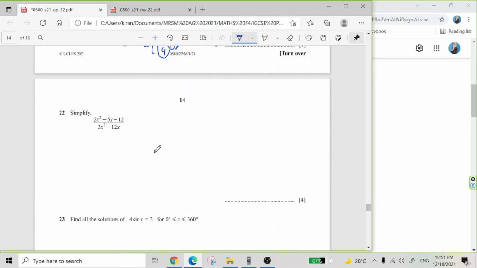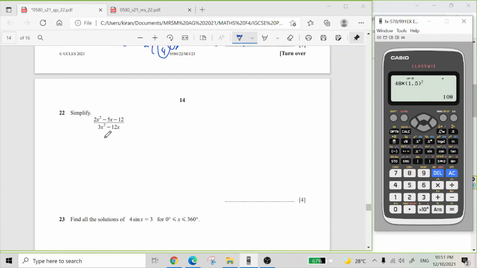Question 22, simplify. So for this part, we have to simplify. Before we simplify, which expression can we factorize? So we factorize it first. So we just find the part of the equation. Okay, where is the equation? Yes, this one. Okay, enter.